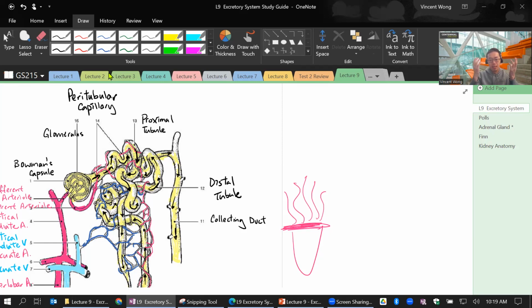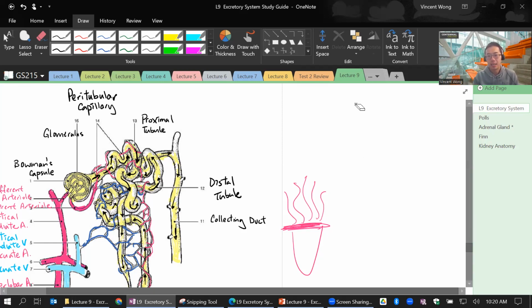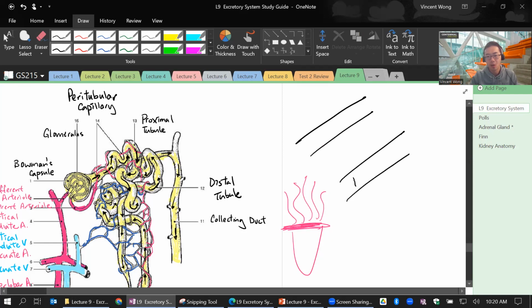Well, it's convenient to have the peritubular capillaries right next to the nephron. So whatever you absorb from the filtrate, you can immediately put back in the blood. Imagine this: there are two conveyor belts. One represents filtrate, the other represents blood.